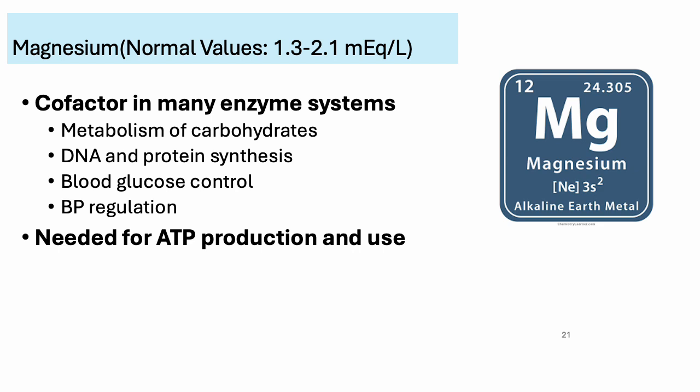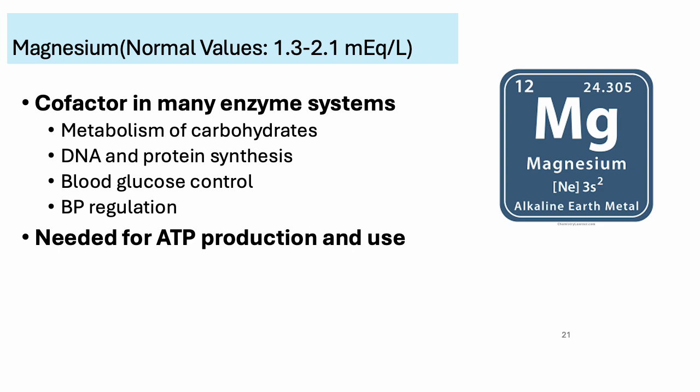So let's talk about magnesium. Normal value for magnesium is 1.3 to 2.1 milliequivalents per liter. It is the second most abundant intracellular cation. It plays a key role in essential cellular processes. It helps to regulate muscle and nerve function. It supports a healthy immune system. It keeps the heart rhythm stable, helps with protein synthesis, bone development, and blood sugar regulation.